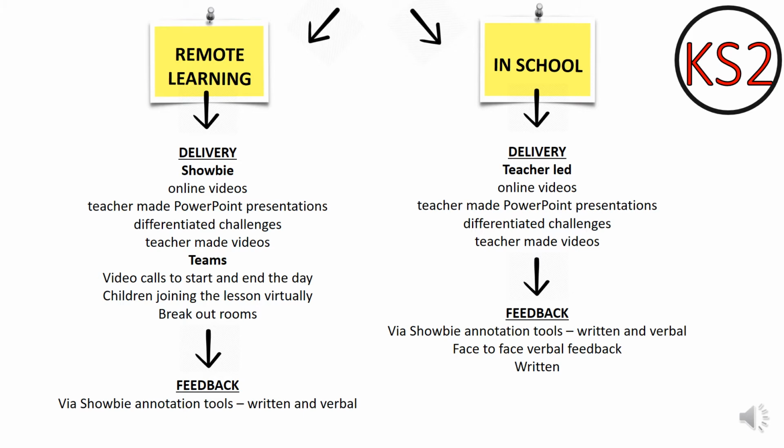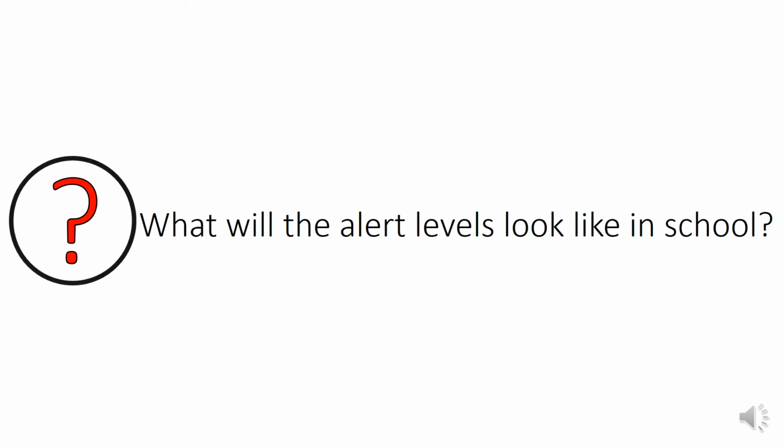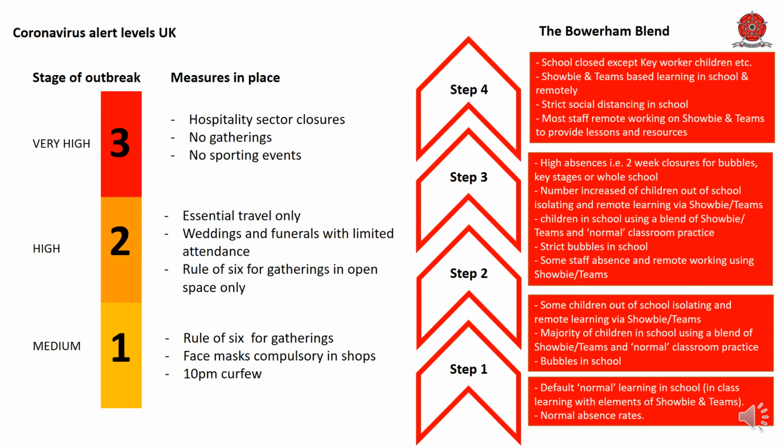And very similar in Key Stage 2, however, we have the Teams element in here with video calls and breakout rooms and children joining the lesson virtually. So what will the alert levels look like in school? Obviously, originally, when we had this PowerPoint presentation ready, we were talking about 5 stages. This has since changed, and as ever, Bowerham have changed and adapted to the new government stages of outbreak, with medium, high and very high.